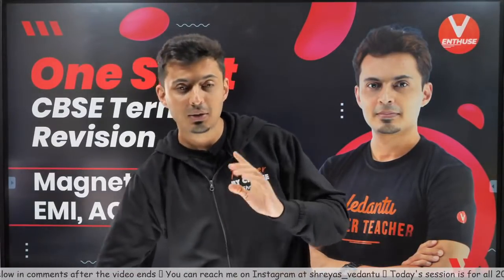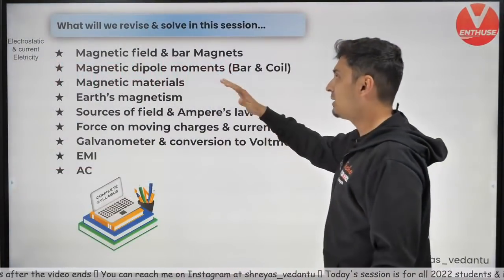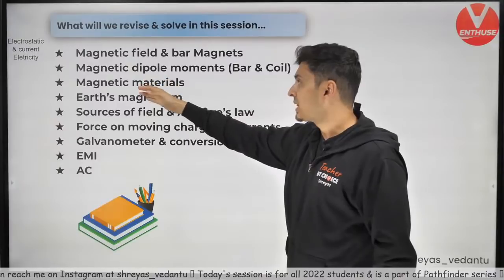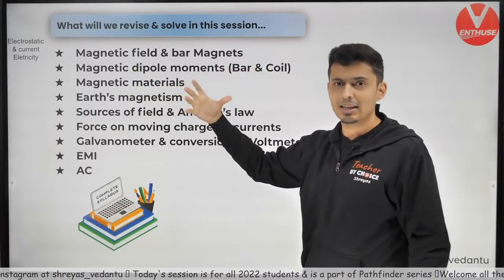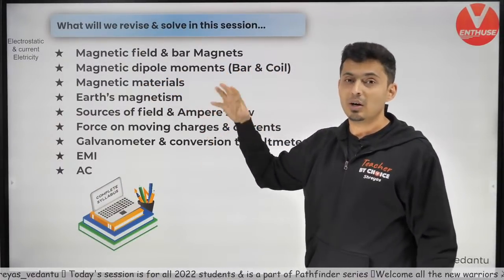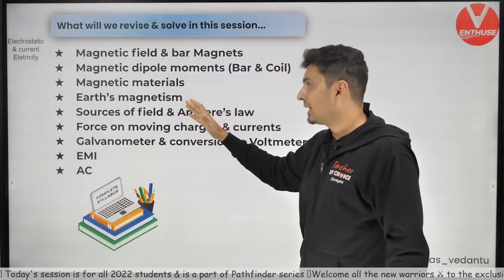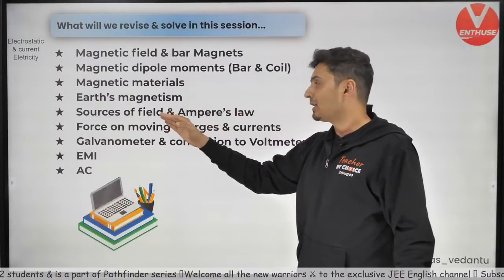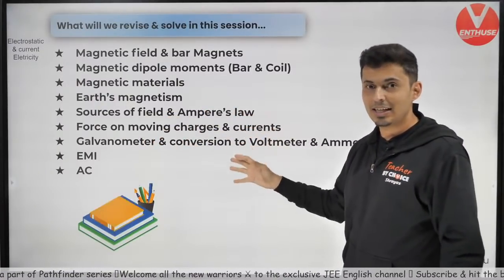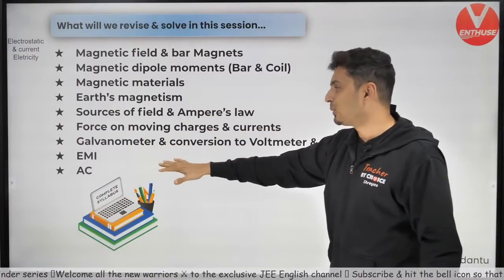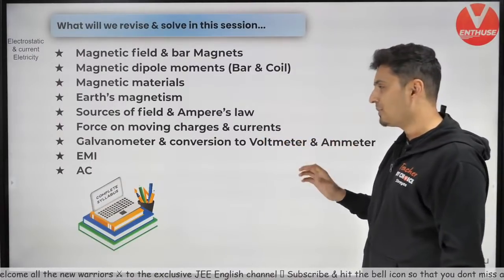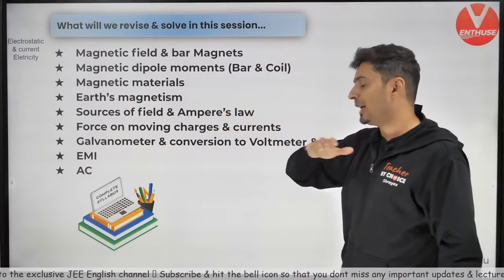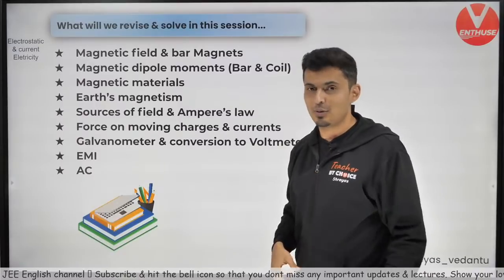I'll tell you what we are going to do in today's class. First, we are going to start with magnetic field, bar magnets, their properties, the field lines and problems on that. Then we'll go to magnetic dipole moments, we'll calculate it, we'll also find the effects of field on the dipole moment. Then we'll go to magnetic materials, then the Earth's magnetism, then Ampere's law, sources of field, then we'll move on to Lorentz force, forces on current carrying wires, all of that, galvanometer, how do you convert a galvanometer into ammeter, voltmeter, EMI, that's Faraday's law, Lenz's law, and then finally alternating current and transformers.